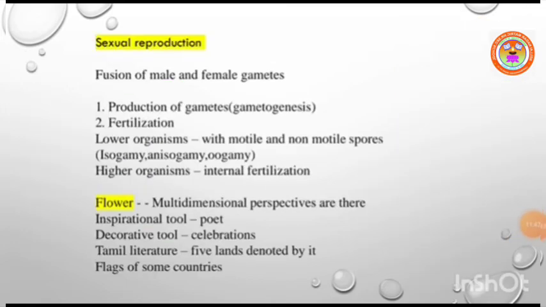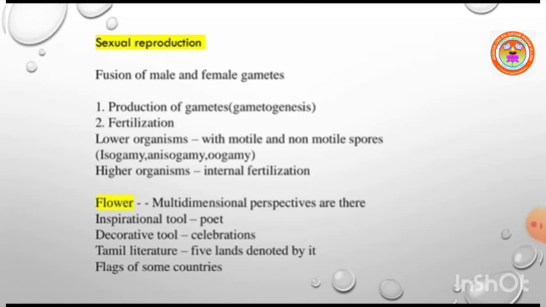Let us recall the lesson, children. In this video, we discussed sexual reproduction in plants. The fusion of male and female gametes is called sexual reproduction. Production of gametes is known as gametogenesis. In lower organisms, the gametes may be motile or non-motile in nature. In higher organisms fertilization is internal, whereas in lower organisms fertilization takes place externally.